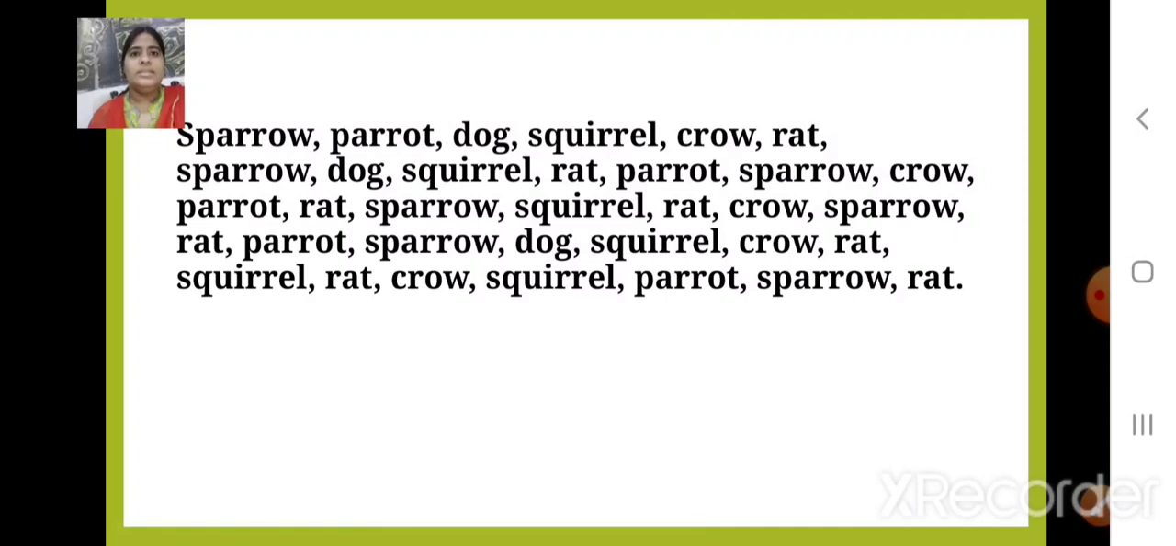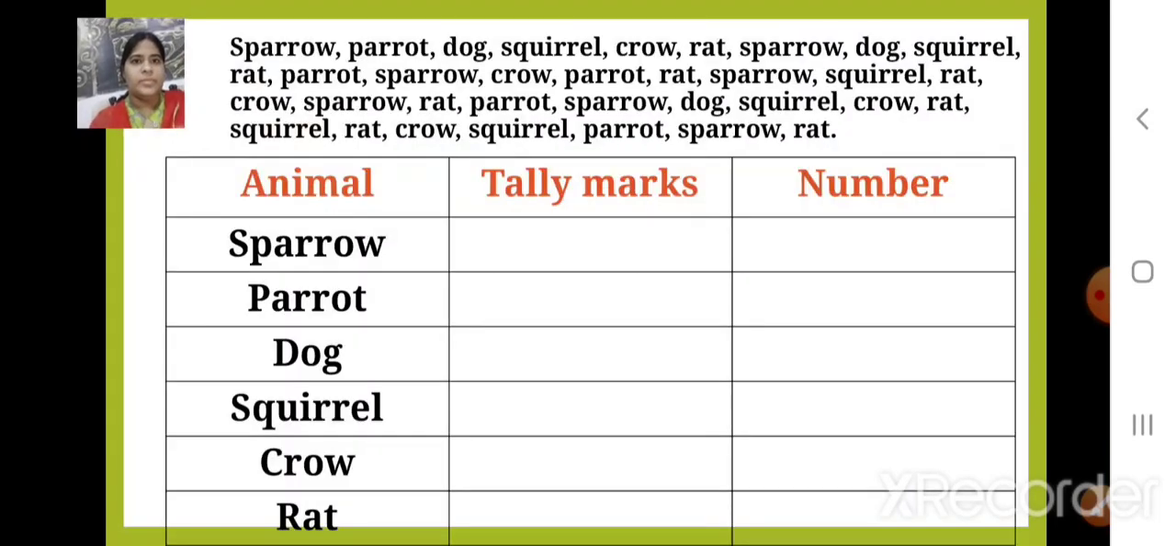First, the raw data is given to us. Here you can see whatever animals were there in the park: sparrow, parrot, dog, squirrel, crow, rat, and so on. So all the animals are given here. We have to first sort all the animals. How will we do it? By putting tally marks and counting how many animals there are.